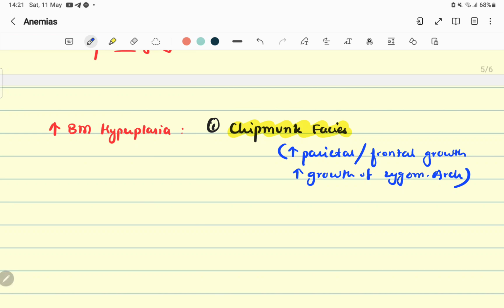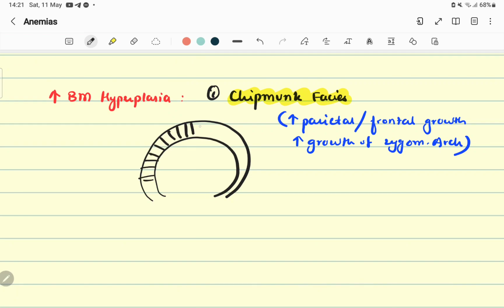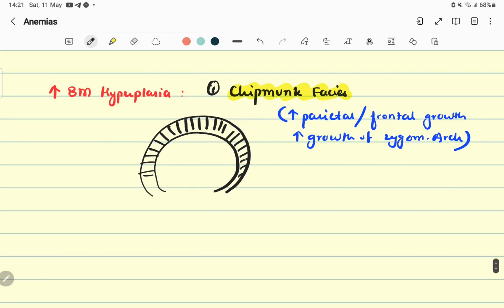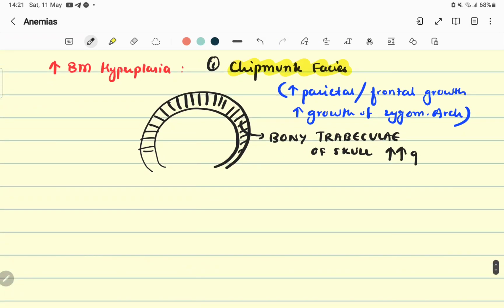Then after chipmunk facies, another thing will occur. In thalassemia patients, if you look at the skull, we have a very peculiar appearance. The skull will have some lines like this. The bony trabeculae of the skull will be thickened like this, due to increased growth of bony trabeculae, as the bone marrow will be present inside it, due to hyperplasia of bone marrow.